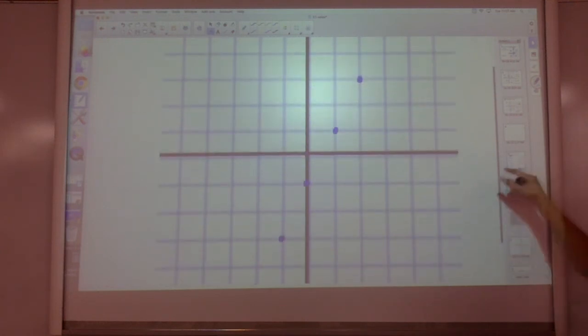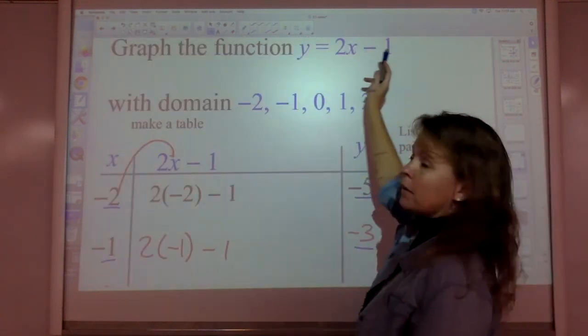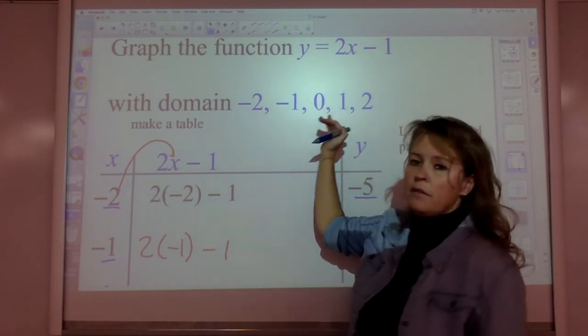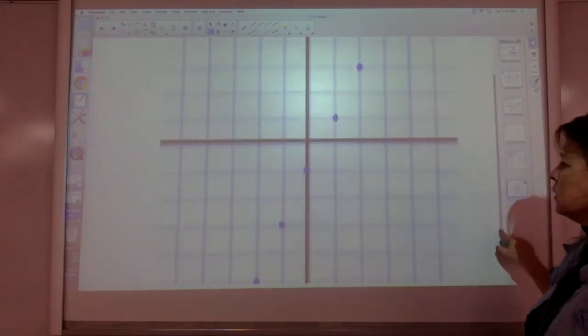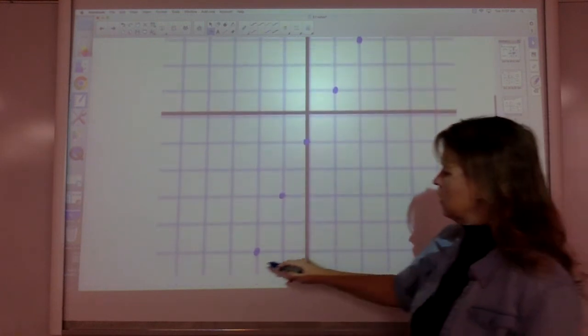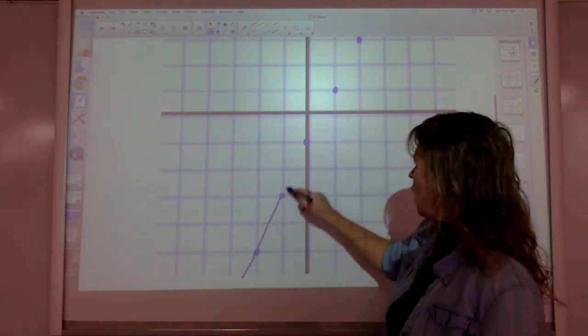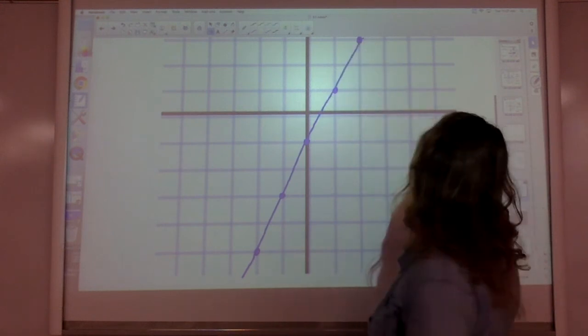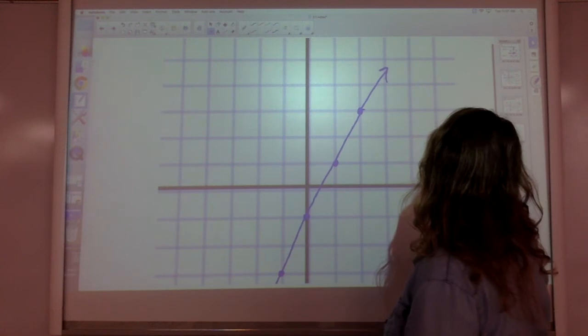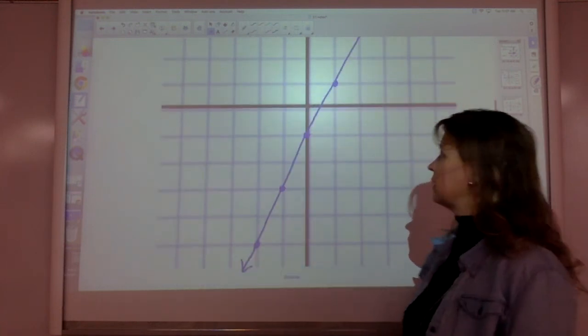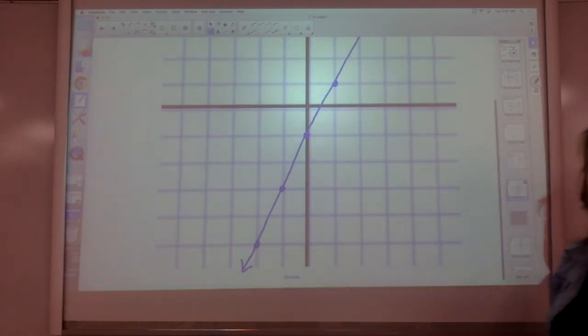Okay, it wanted us to graph this function, y equals 2x minus 1. It gave us a hint for the domain, but we get to put in, like I said, any numbers we wanted to. So if it asks us to graph the function y equals 2x minus 1, it wants any number that you could possibly think of on that graph, which means this time you're going to connect and go past all of the dots and connect it with a line.